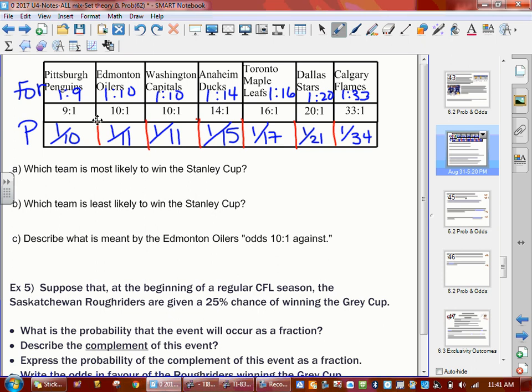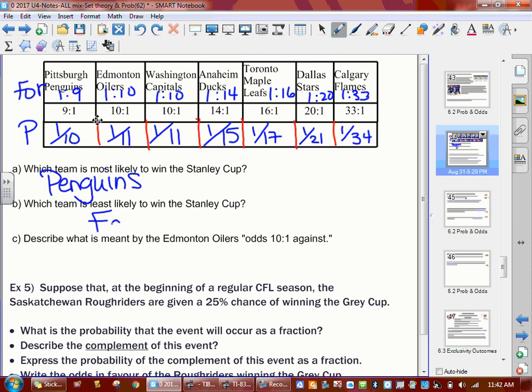So it says, which one is most likely to win? It's going to be the guy with the lowest bottom number. So who's the most likely to win? The Penguins. Now, who's the least likely to win? The Flames, the ones with the bigger numbers.